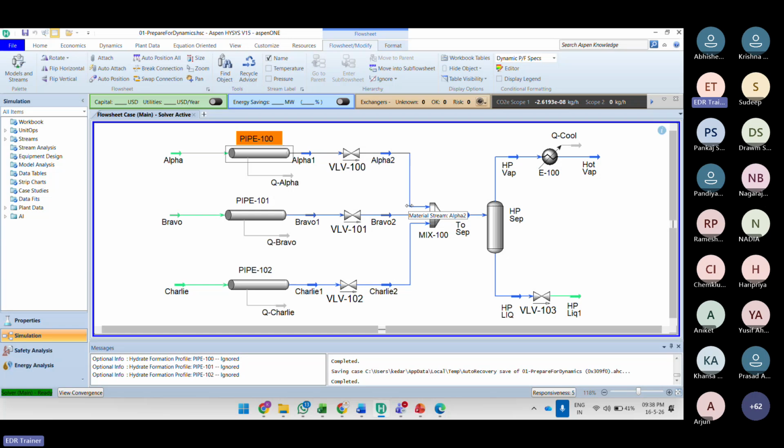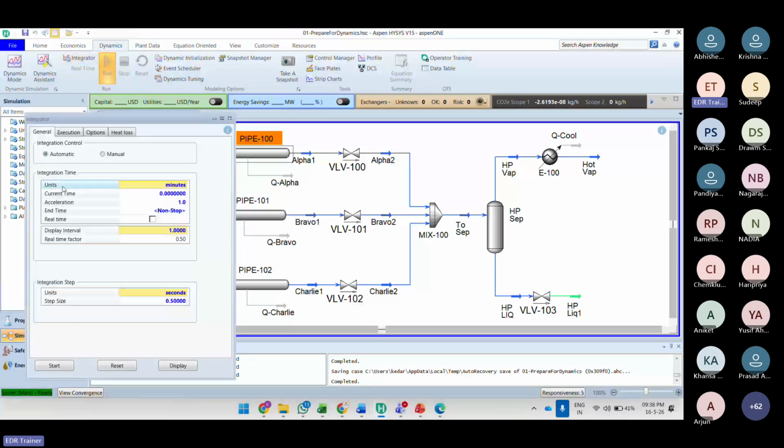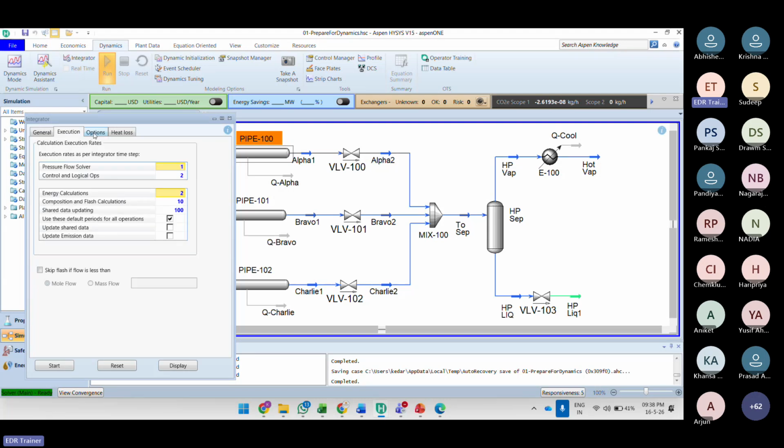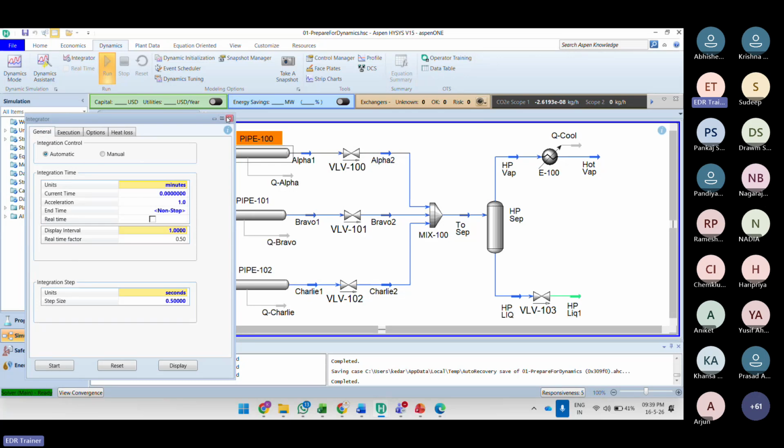There is a dynamic tab here, you can see. The dynamic assistant, which we have talked about, and an integrator. So the integrator you can see here: what the time steps are, and at what interval you want to do the integration and other things. All that is specified here, and we will talk about it in more detail when it comes to the actual dynamic simulation analysis. But this is where you do all the integrator settings.